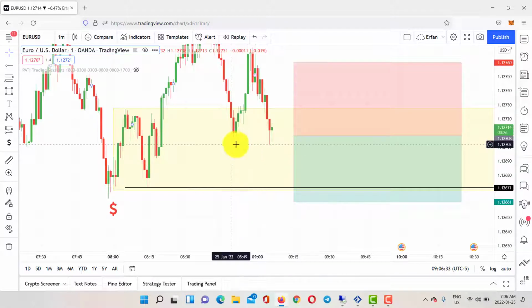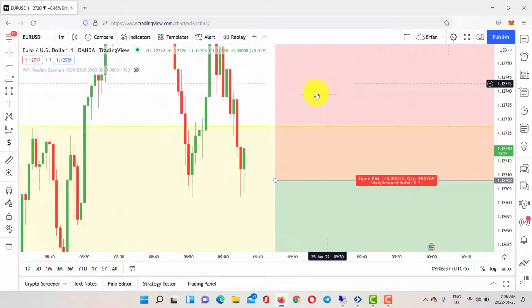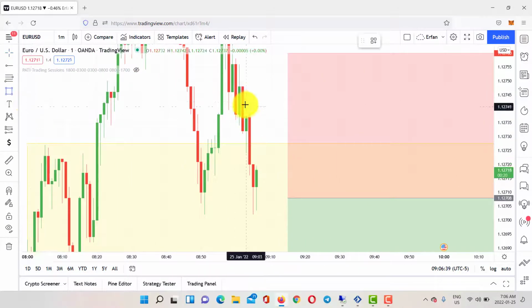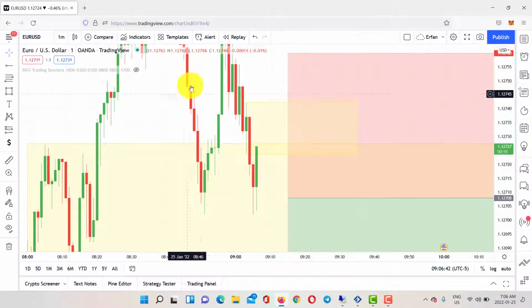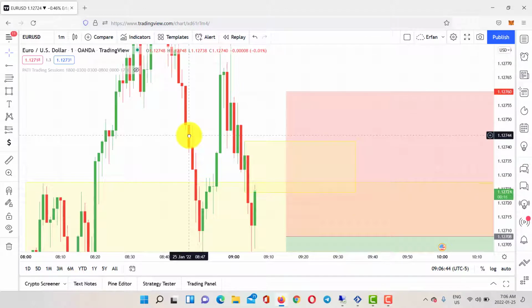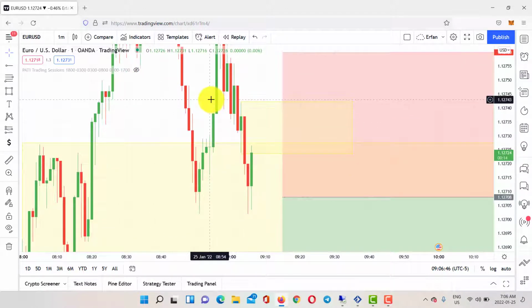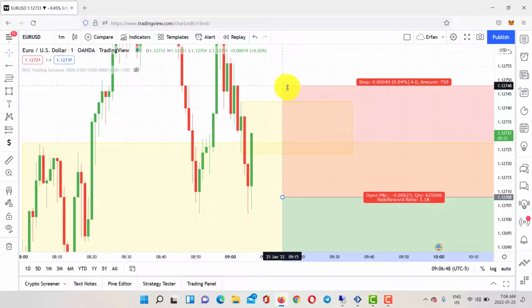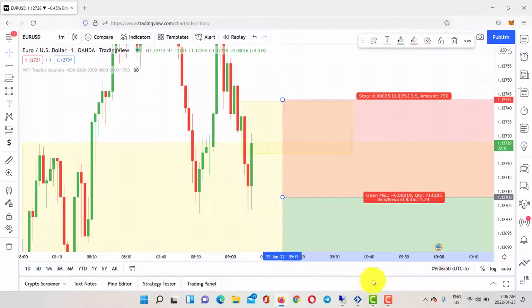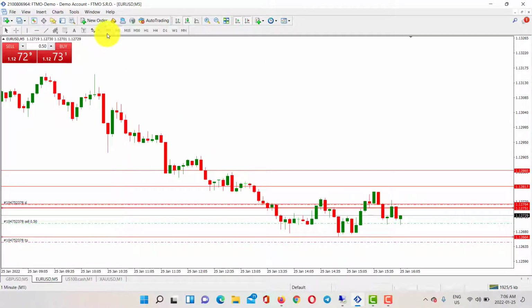Now it's at the same level as this one, but in a 1 minute, we have this order block here that can be respected. It's a high probability order block. Or otherwise, I just close my trade right here. I'm in position right now, guys, as you can see.